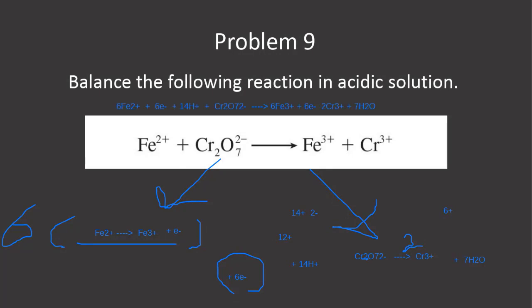Yeah, that should be your full balanced one. Any questions? Oh wait, no, my bad. After we cancel out the electrons, now it's your full balanced equation. Any questions? Cool.